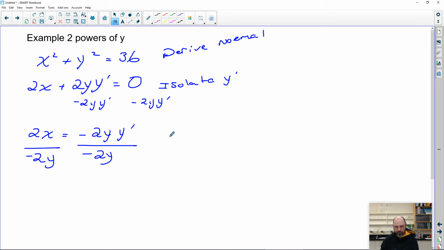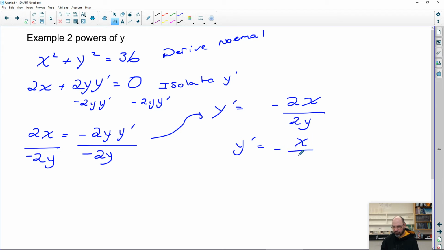And this cancels out, so we get y prime equals negative 2x over 2y. Okay, the negative can be there, or there, it's just negative. And we can reduce the 2. So then y prime equals negative x over y, because we can cancel that out. And that's our derivative of that circle. Okay, that's a pretty easy one.